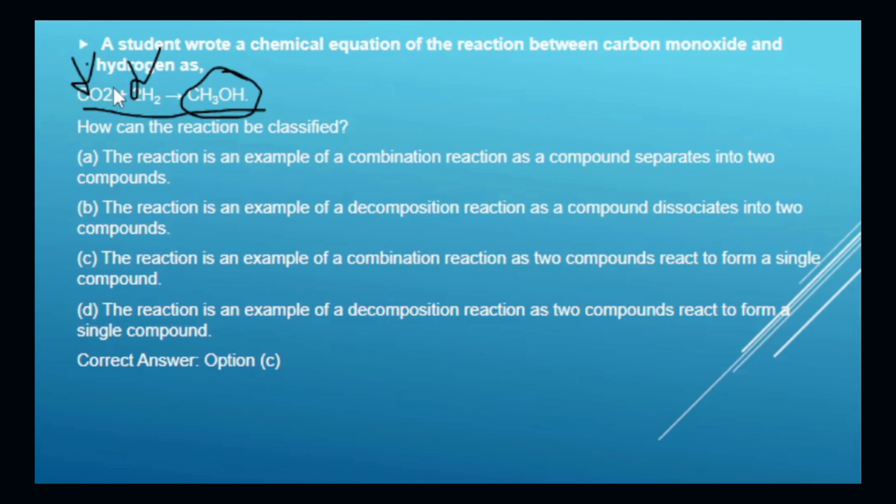So that is what is called a combination reaction, right? So we are clear that it is a combination reaction. So by this you will put a cross mark to B and D, because it is not a decomposition reaction, breakdown is not happening, but combination is happening.